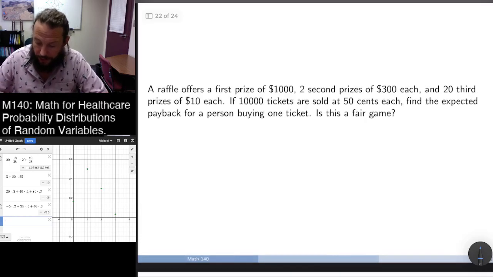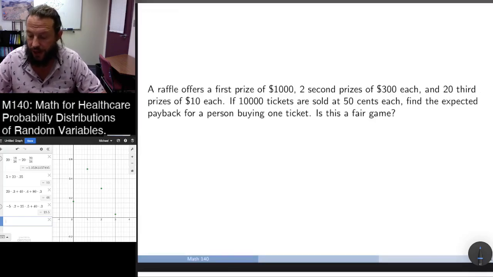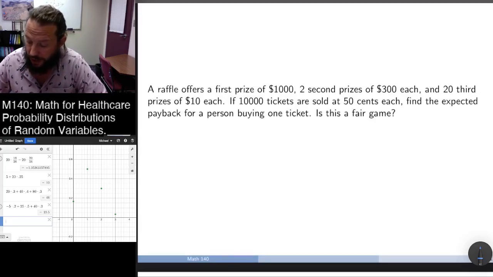All right. How about a raffle that offers a prize of $1,000, 2 second prizes of $300 each, and 20 third prizes of $10 each? If 10,000 tickets are sold at 50 cents each, find the expected payback for a person buying one ticket. Is this a fair game?